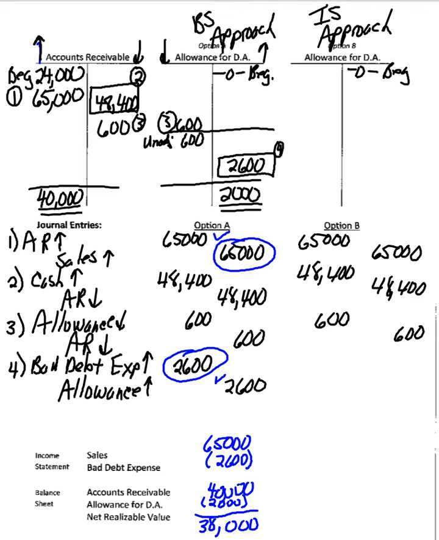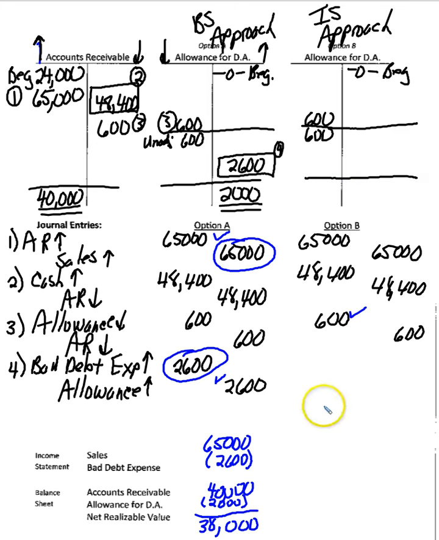So the only thing, we've got those 3, 65,000, 48,400 at 600. So we'd still have that in accounts receivable. That's not going to change. And we also will have this $600, right? Post this $600 reduction in the allowance account. So again, we'll have this unadjusted balance of 600. So we're at the same point as option A.